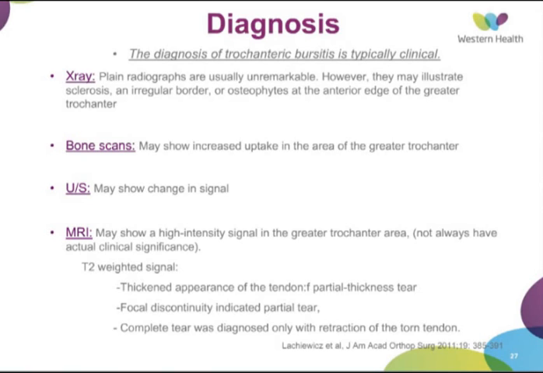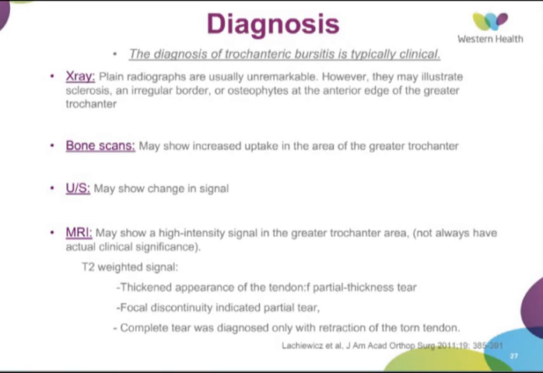Sometimes some sclerosis or irregular borders can be seen, or some osteophytes on the superior part or inferior part of the greater trochanter, also on the anterior edge of the greater trochanter. Bone scan is a test that may show some increased uptake of the greater trochanter, but it's not specific to this condition. Ultrasound may also show some change in the signal.